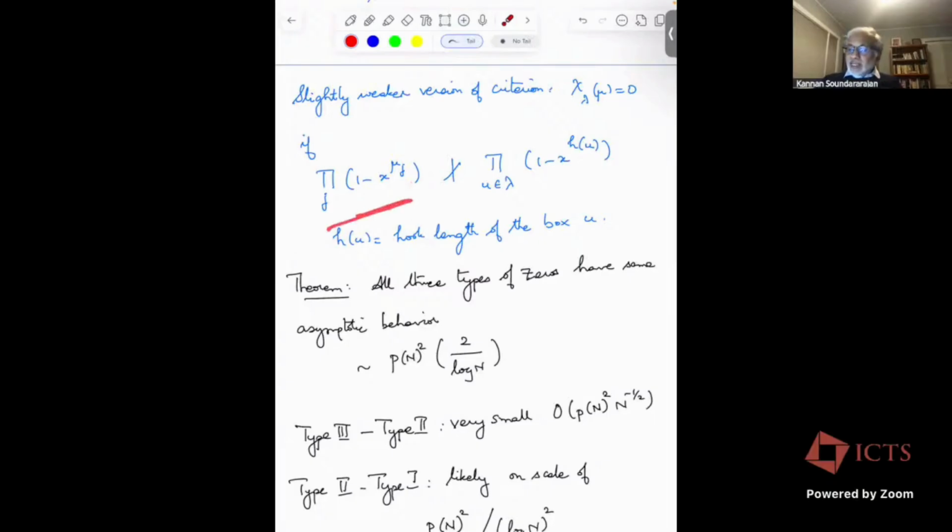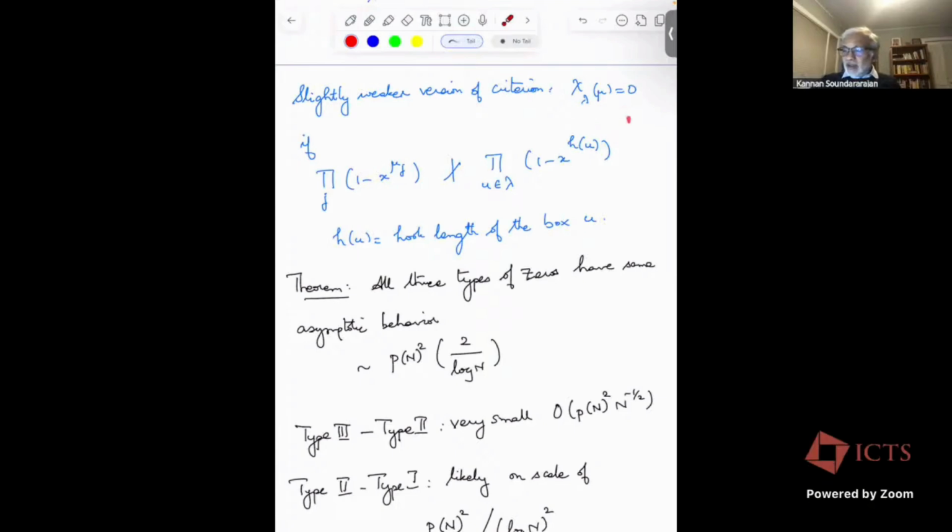If this guy does not divide the product over all boxes, so you write down the partition lambda in terms of its Young diagram, in terms of its boxes, and U is a box in this Young diagram, and then H of U is the hook length corresponding to that box. So you form that product, that must be divisible by this polynomial, and if that divisibility doesn't happen, then the character value is guaranteed to be 0.